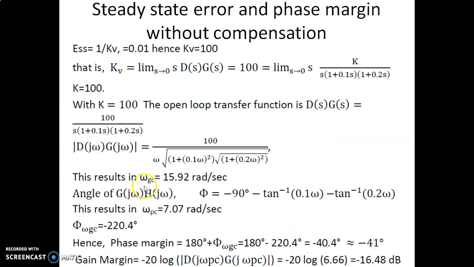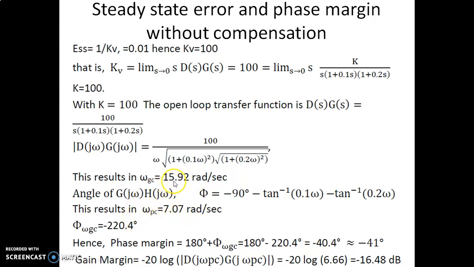lead compensation. To start with, since the specification says that the steady state error should be 0.01 for a unit ramp input, which is given by 1 over Kv as the expression, Kv comes out to be 100. Since we know that Kv is given by this expression, we can get the value of K as 100. With this value of K as 100 and the original transfer function as it is, we get this as the magnitude expression, and the gain crossover frequency and the phase crossover frequencies are as specified here.